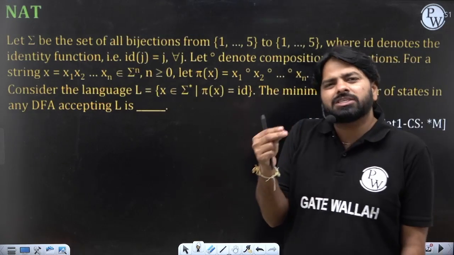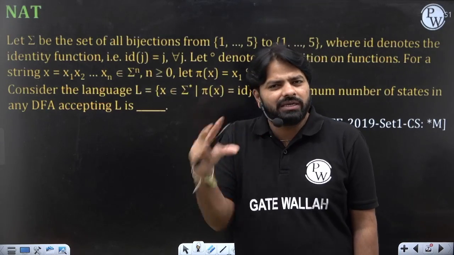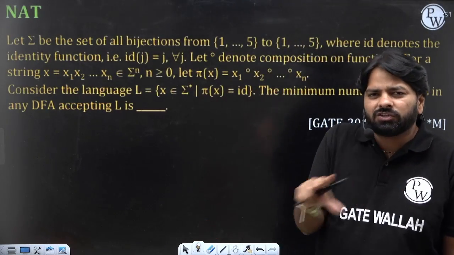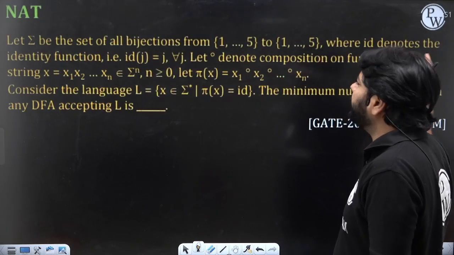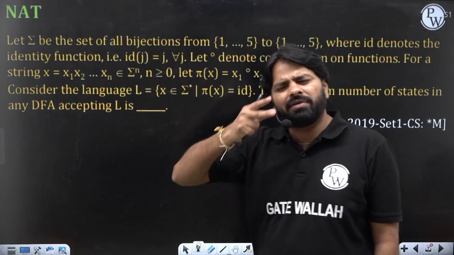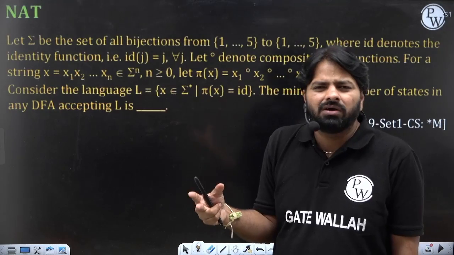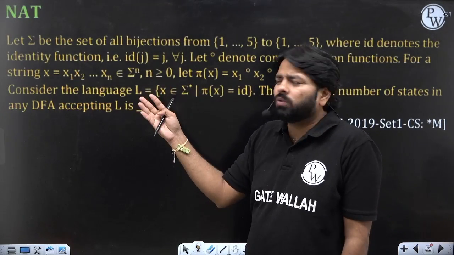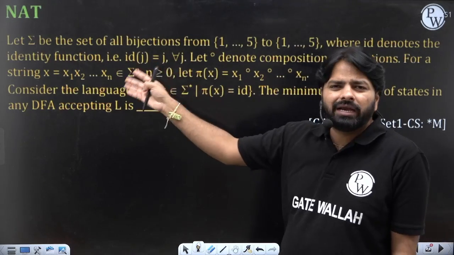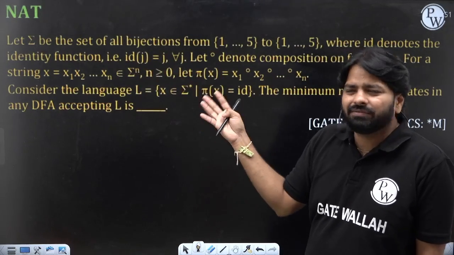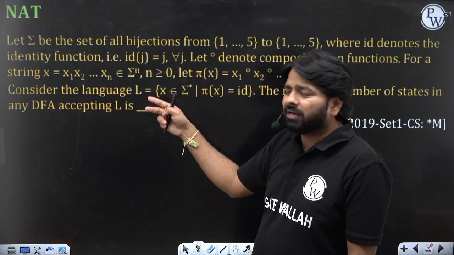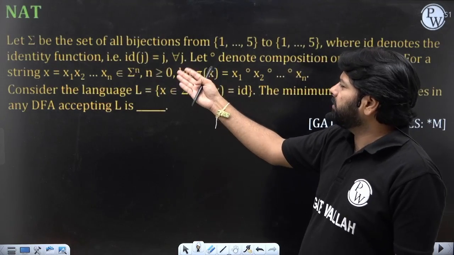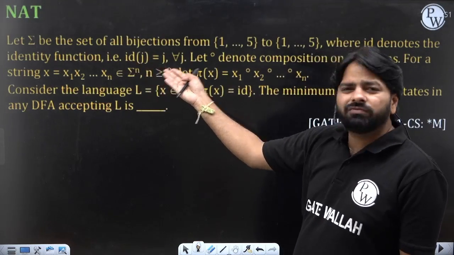So take at least a 2 element set to a 2 element set, so you can easily understand what is actually happening, where id denotes the identity function. Everybody who is studying the functions topic knows what the identity function is, but the definition is given, just follow. Id of 1 is equal to 1, id of 2 is equal to 2. The 2 elements are there. So for all j, id of j is equal to j.